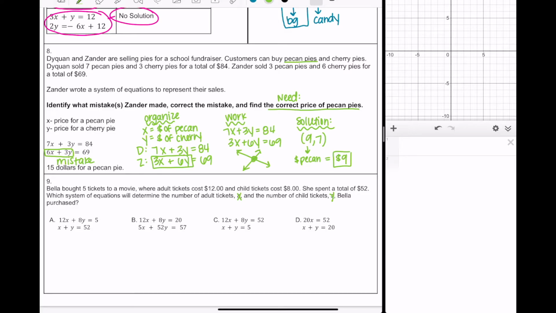If Bella bought 5 tickets total, well, first we know that there are 5 tickets total. Adults are 12, children are 8. She spent a total of $52. So that is what we know.